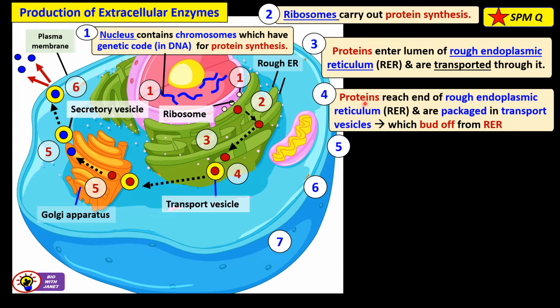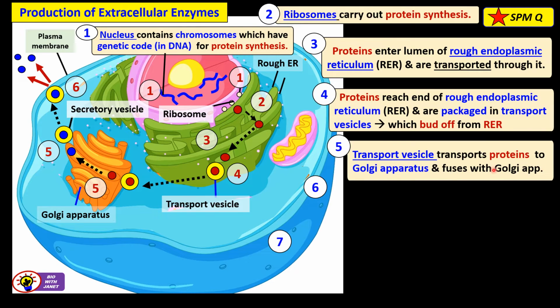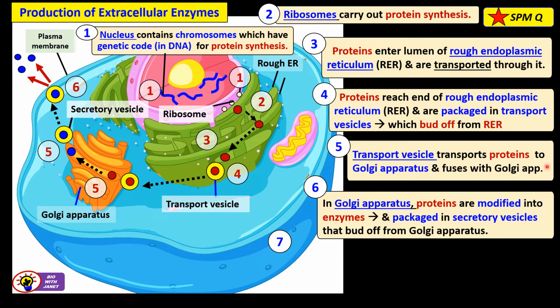Now, number four, proteins reach the end of the rough endoplasmic reticulum, and then they are packaged in transport vesicles, okay, the yellow circles here, which part off from the rough ER. So what is the function of the transport vesicle? It transports the proteins to the Golgi apparatus, and then it fuses with the Golgi apparatus to release the proteins inside the Golgi apparatus. Now, in the Golgi apparatus, the proteins are modified, they are changed into enzymes, and then they are packaged in the secretory vesicles, okay, that part off from the Golgi apparatus. So this is also the job of the Golgi apparatus, to package the enzymes in the secretory vesicles.